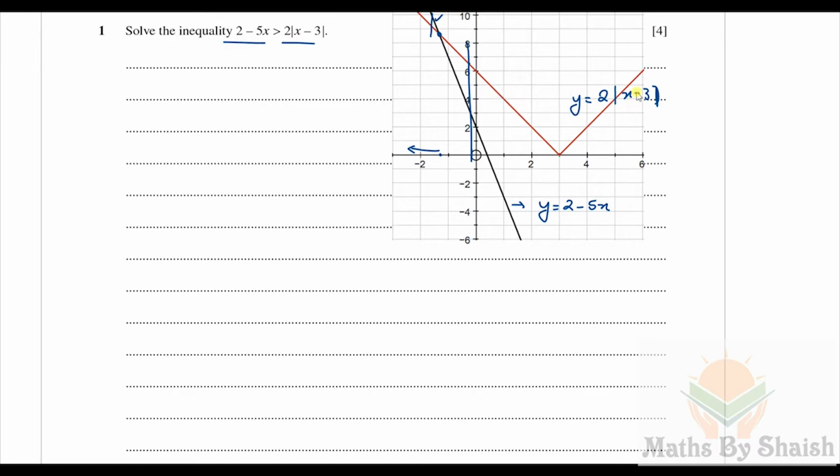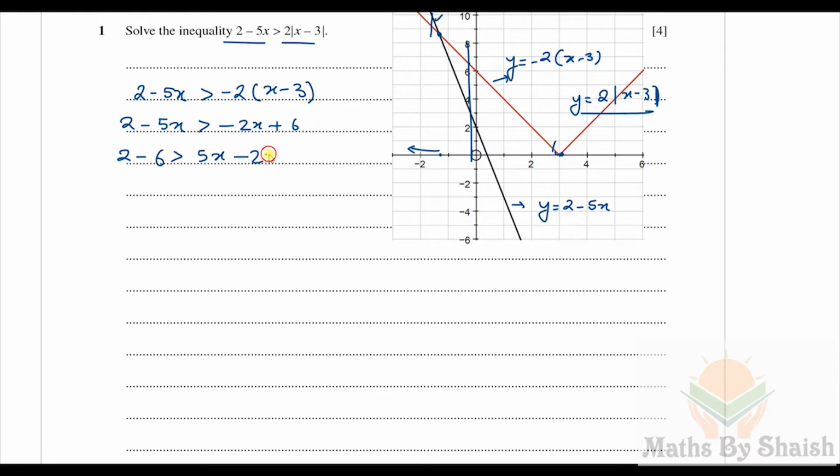Because it's a reflection of this modulus one, this line would be y equal to minus 2 times x minus 3. So we are going to find the intersection of this line and y equal to 2 minus 5x. So 2 minus 5x greater than minus 2 times x minus 3, which is 2 minus 5x greater than minus 2x plus 6, or 2 minus 6 greater than 5x minus 2x, or 3x less than minus 4, or minus 4 over 3 greater than x. So we write it this way: x should be less than minus 4 over 3.